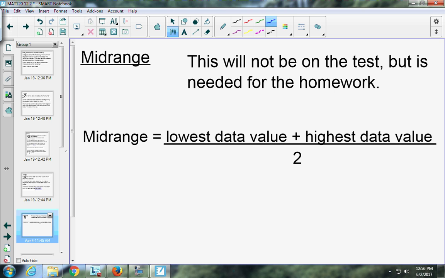Now, like I said, you will see mid-range on your homework, but not on your test. The definition of mid-range is the lowest data value plus the highest data value, divided by 2.